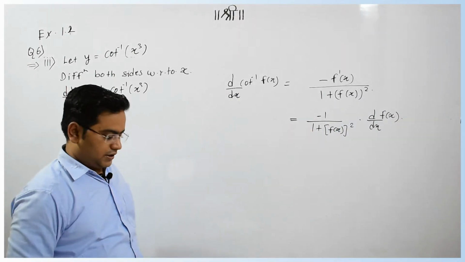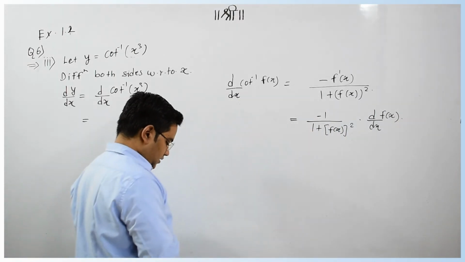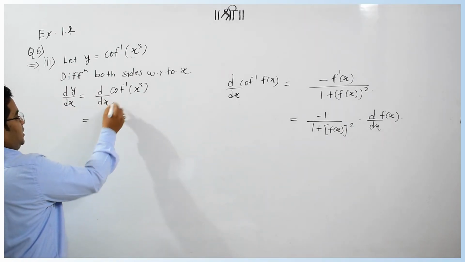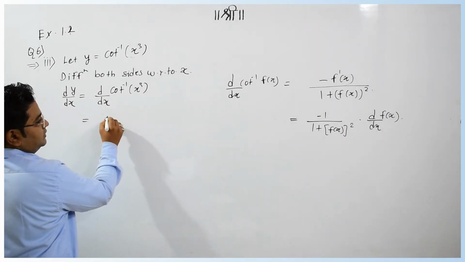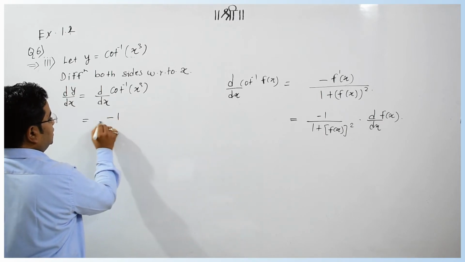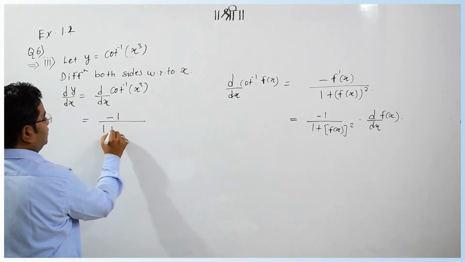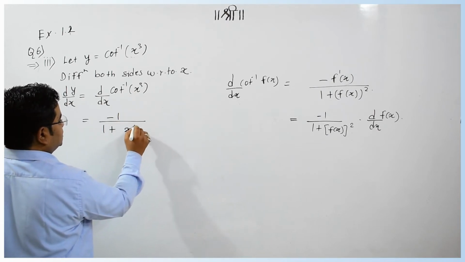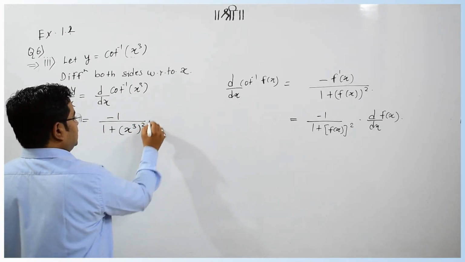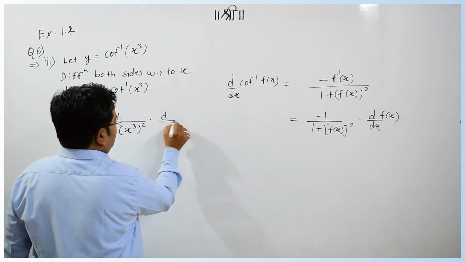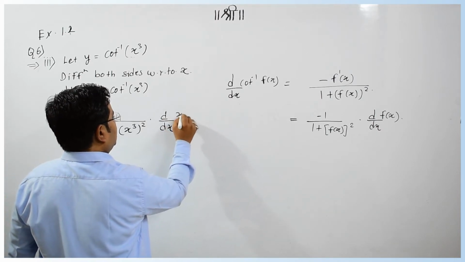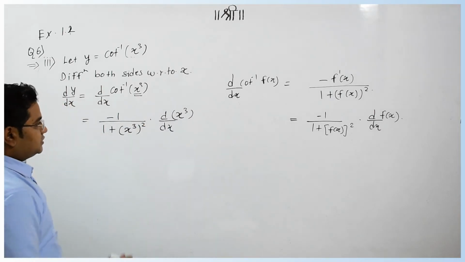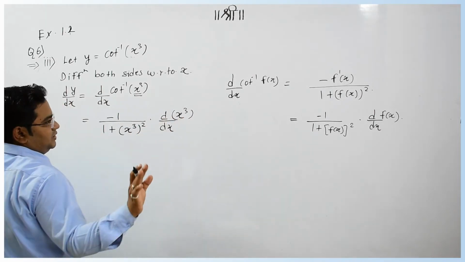Okay, hope you are getting this concept. Now next step, what is the next step? Here we will apply directly that formula. So -1 upon 1 plus what is this f of x? x cube. So x cube bracket square into d upon dx of x cube. Our f of x is x cube, okay, so that's what we are substituting over here. That's simple.